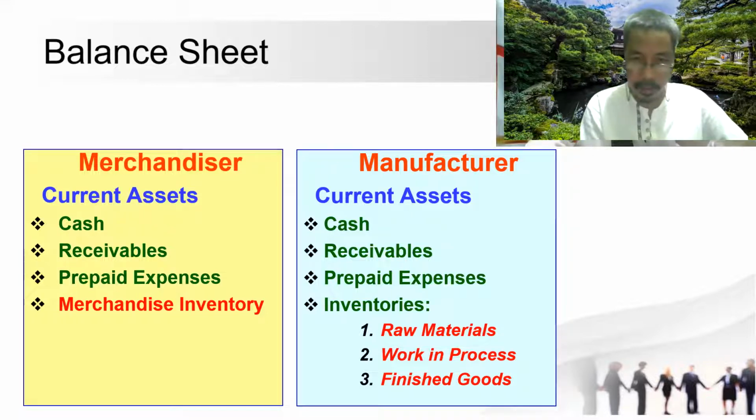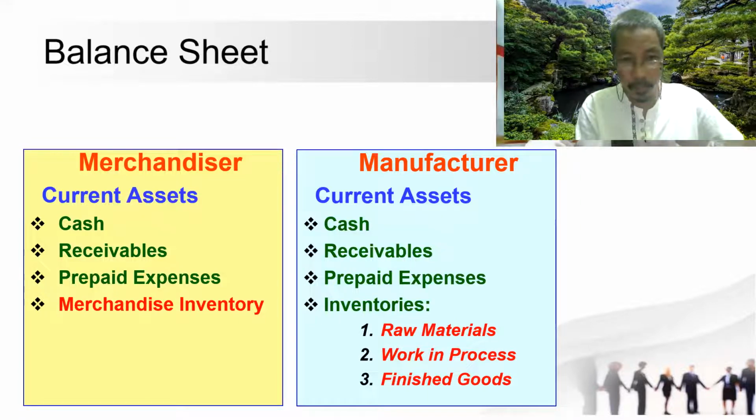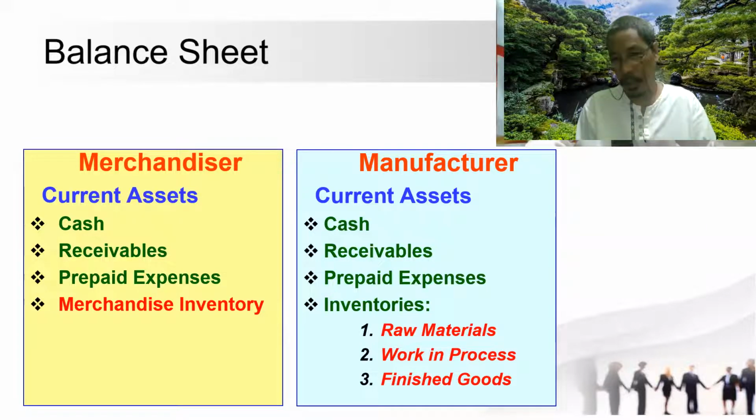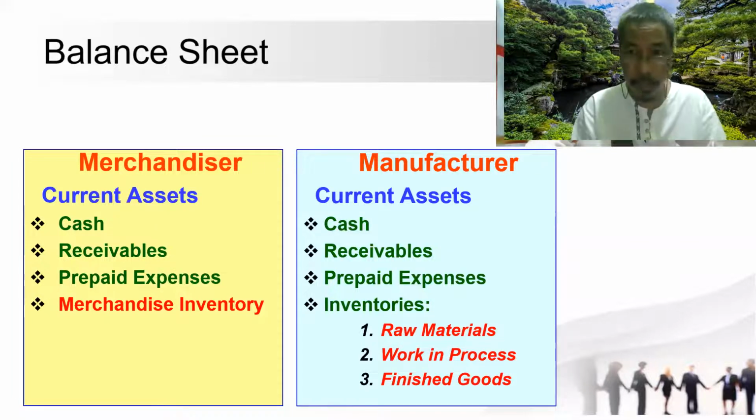What about manufacturer? We have current assets, the same with merchandiser. We have cash, receivables, prepaid expenses, but the very complicated topic is inventory because, for example, work in process and your process is so complicated. So you do not know how much of the cost is under work in process. You have to really compute, and that is not a very easy thing to do. More complicated computation.